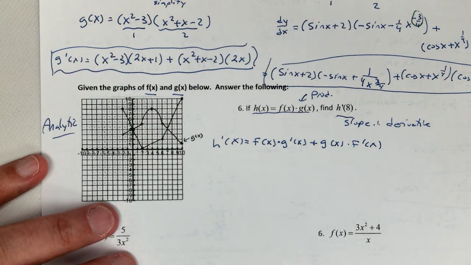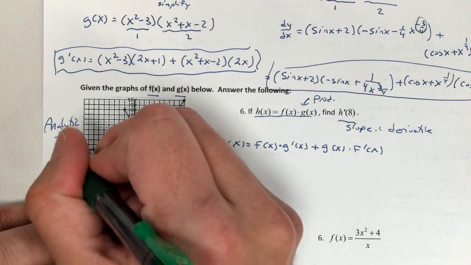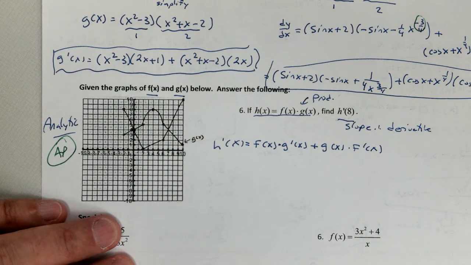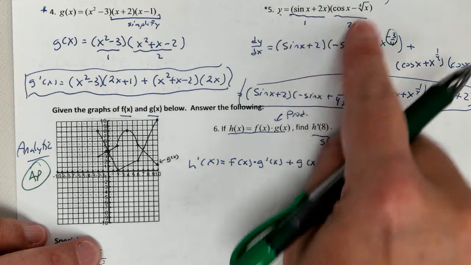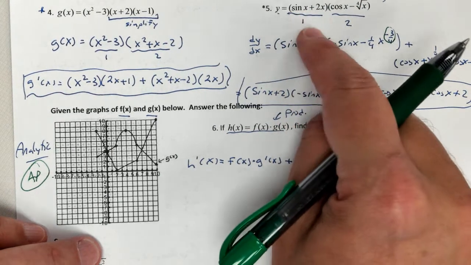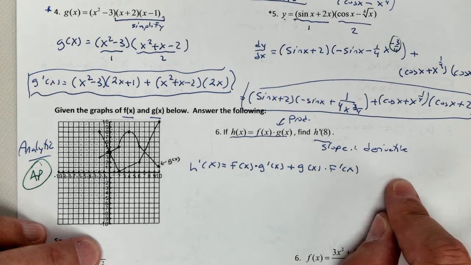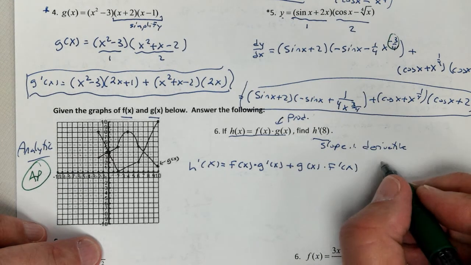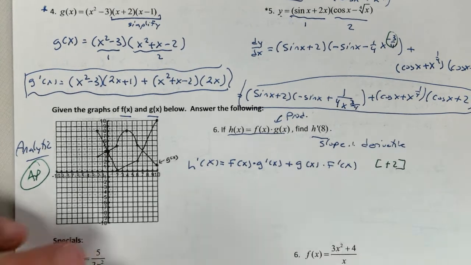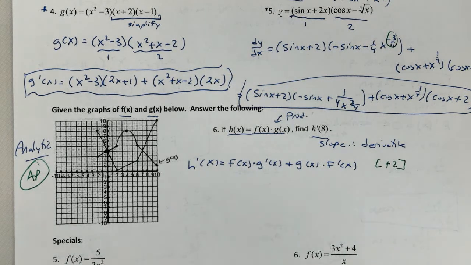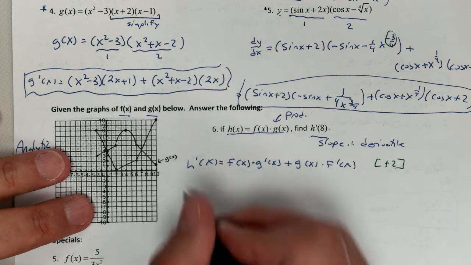Now, this is big on the AP exam. They're not going to give you something like number 5 on the AP exam. If they want you to do product rule, they'll give you something like this, where you literally just write out the product rule. And they're going to give you plus 2 points for that. So I'm just going to take that derivative. Get 2 points. Now we're going to plug in the 8.